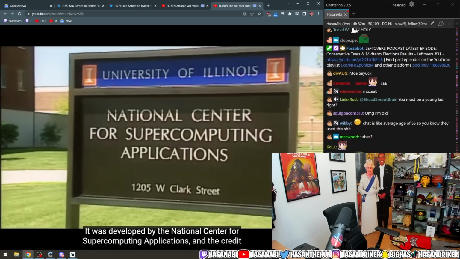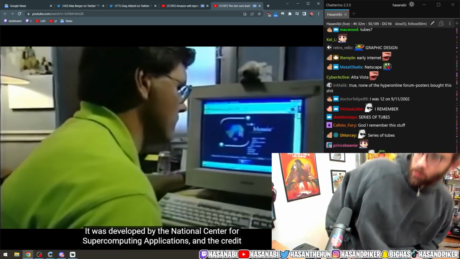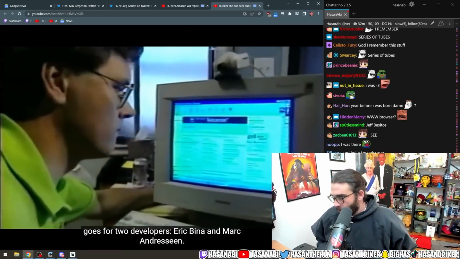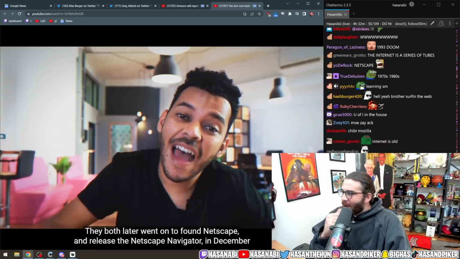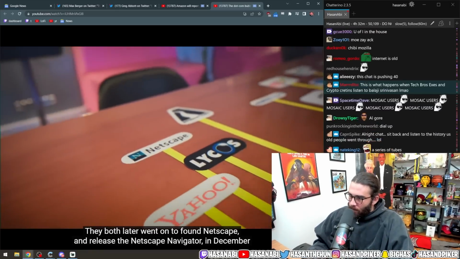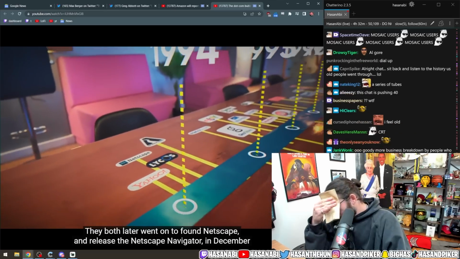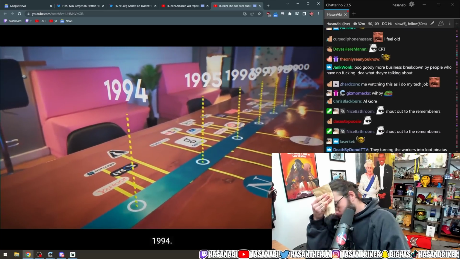It was developed by the National Center for Supercomputing Applications, and the credit goes to two developers, Eric Bina and Marc Andreessen. Yes, that Marc Andreessen. They both later went on to found Netscape and released Netscape Navigator in December 1994.